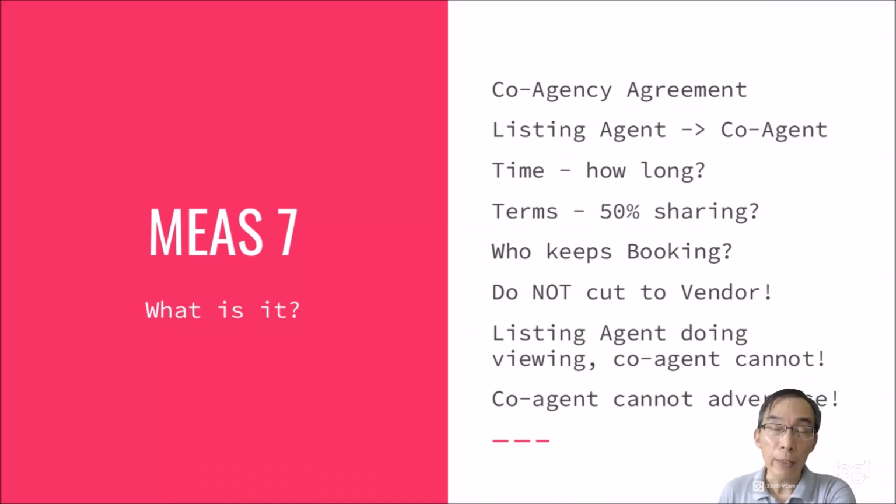The vendor, the owner, actually gives this engagement to the listing agent. So on this part, who is to keep the earnest deposit or booking fee, conventionally it should be the listing agent. Although the new 2020 standard 7 actually says either side, the listing agent or the co-agent, can keep the earnest deposit or the booking fee. Right, so let us move on.